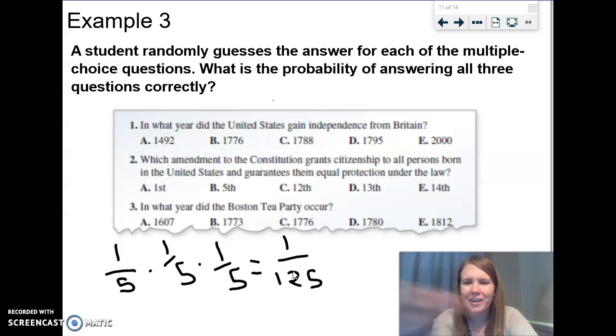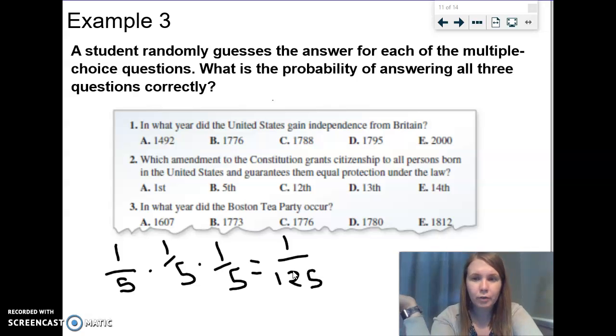Odds aren't looking very good that you're going to get them all right. But individually, maybe you only didn't know the answer to number 1. So you have a 1/5 chance of getting it correct. Then on the opposite, you have a 4/5 chance of not getting it correct.